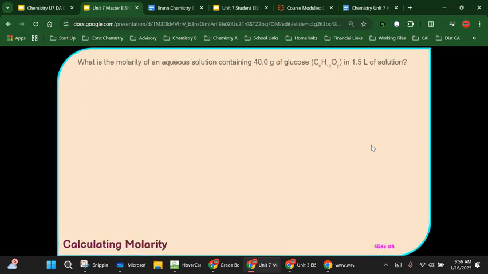All right. So, what is the molarity of an aqueous solution containing 40 grams of glucose in 1.5 liters of solution? Okay? So, our formula, ladies and gentlemen, is going to be this. I should have written it down. Molarity is equal to moles over liters. Okay? Now, what am I doing with this grams here? What is this that I'm doing to it? Putting it into moles. Using what?